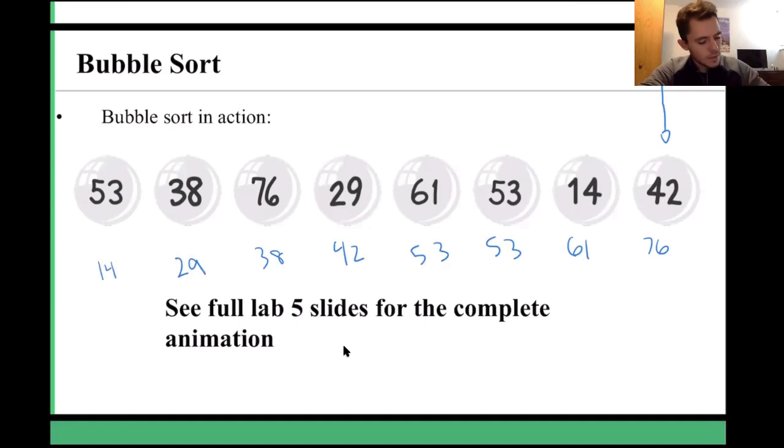So essentially what we did was each iteration, we bubbled up the 76, then we bubbled up 61, then the 53, the other 53, right? And every time we just bubbled up the next highest number until our array was sorted. Any questions about the bubble sort? Pretty straightforward. Okay, don't see any questions.